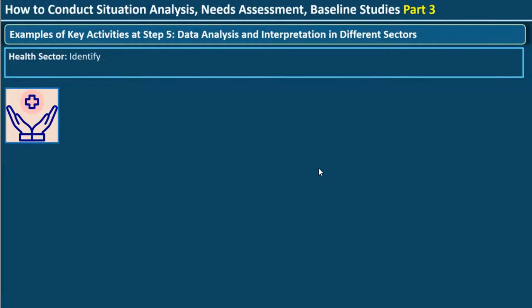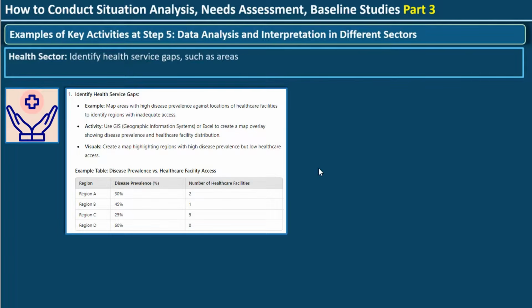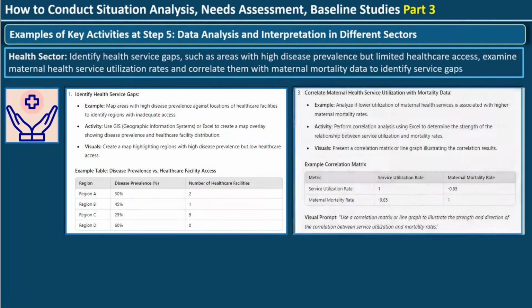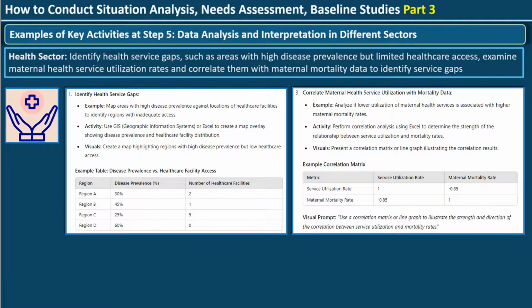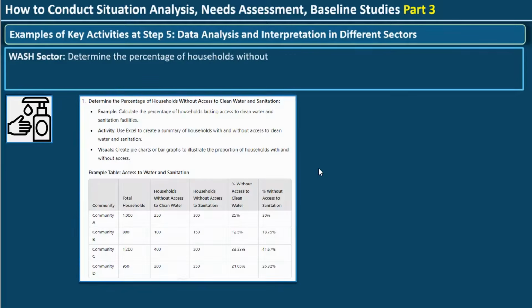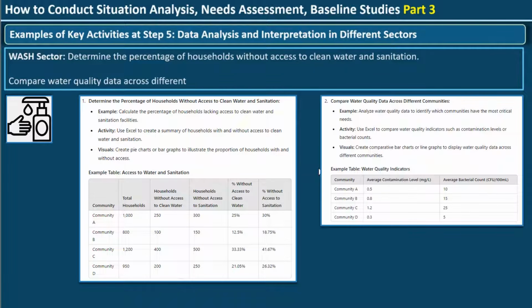In the health sector, we will need to identify health services gaps such as areas with high disease prevalence but limited healthcare access. Examine maternal health services utilization rates and correlate them with maternal mortality data to identify service gaps. In the WASH sector, we will need to determine the percentage of households without access to clean water and sanitation. Compare water quality data across different communities to identify areas with the most critical needs.